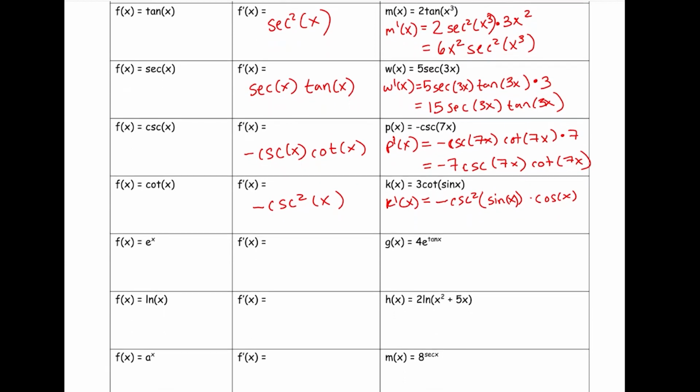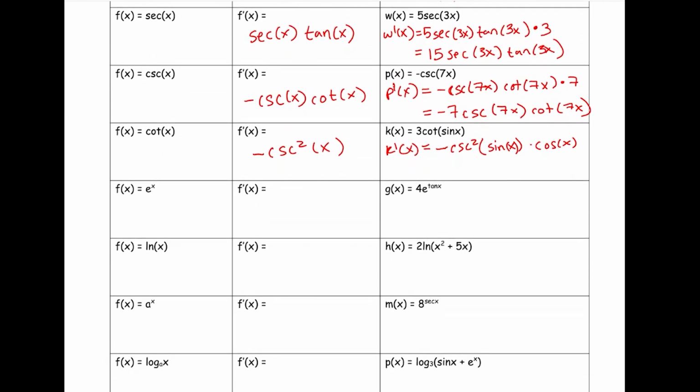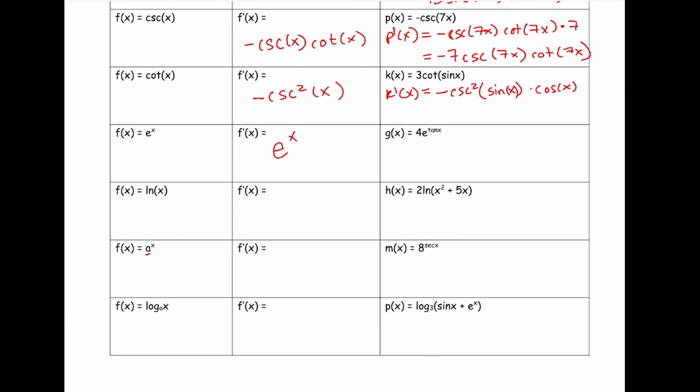The derivative of e to the x is itself. Now, I want to be clear here. Let me actually skip down to the derivative of a to the x. The derivative of a to the x is itself times the natural log of the base. And you might be wondering, why is e to the x different? Well, it actually isn't. The derivative of e to the x is e to the x times the natural log of e. It just so happens that the natural log of e is 1. And so you have e to the x times 1, which simplifies to e to the x.